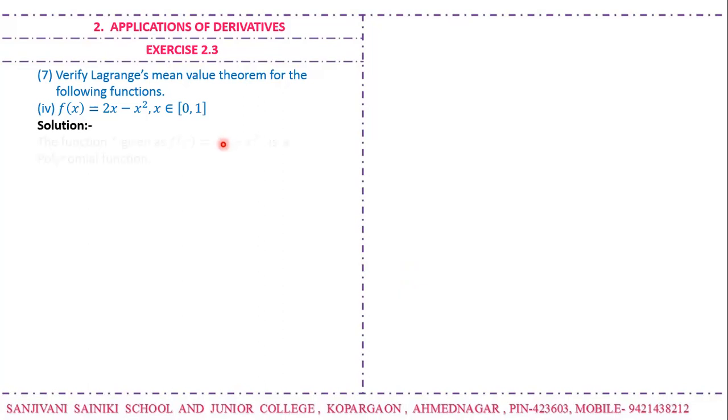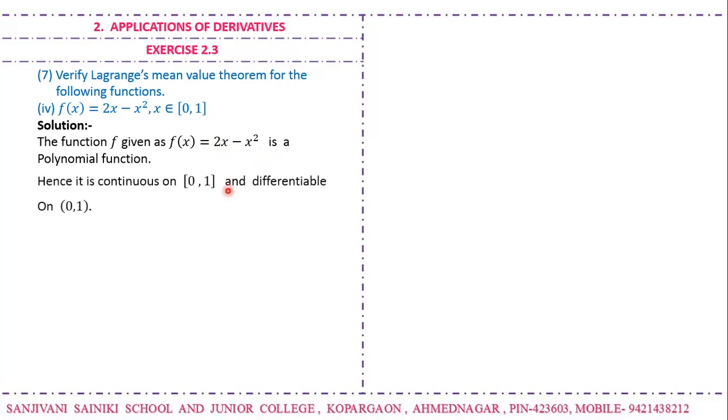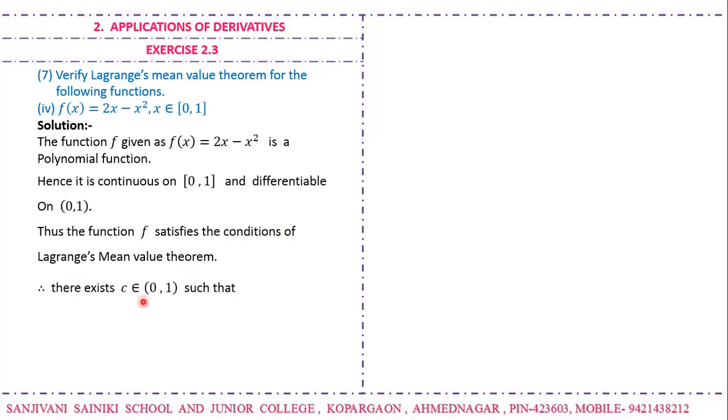Now again we have to verify the Lagrange's mean value theorem. The given function is 2x minus x square, which is a polynomial function. So it is continuous on the closed interval 0 to 1. It is differentiable on the open interval 0 to 1. Thus f satisfies the conditions of the LMVT theorem. So there exists c in the open interval 0 to 1 such that f dash at c is equal to f of 1 minus f of 0 upon 1 minus 0.